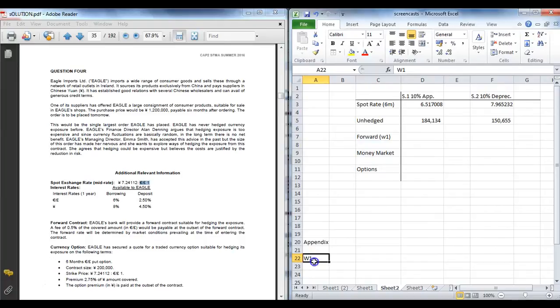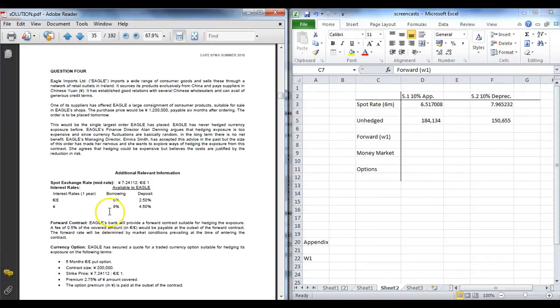So the first one we were told to look at is the forward. We're given some information here that the Eagles Bank will provide a forward rate. A fee of 0.5% of the covered amount is payable initially at outset, and the forward rate will be determined on market conditions. So sometimes you are told what the forward rate is. So remember, a forward rate locks in a rate for some time in the future, in this case 6 months.